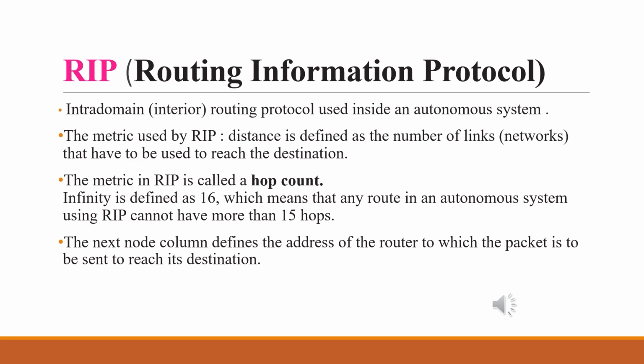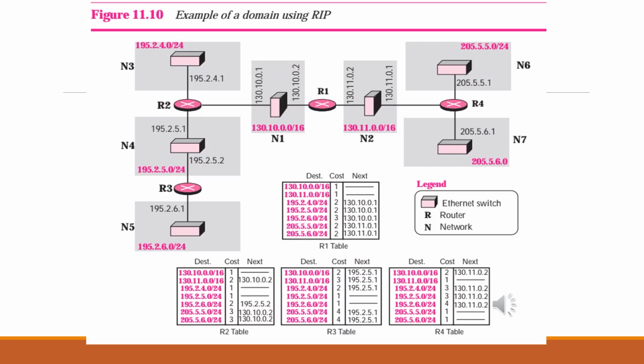Figure shows an autonomous system with 7 networks and 4 routers. The table of each router is also shown. Let us look at the routing table for R1. The table has 7 entries to show how to reach the networks in the autonomous system. Router R1 is directly connected to networks 130.10.0.0 and 130.11.0.0, which means that there are no next hop entries for these two networks. So if you observe the R1 table, the first and second do not have a next hop entry and the remaining have a next hop entry. According to that, we can find the routing table for each and every router.